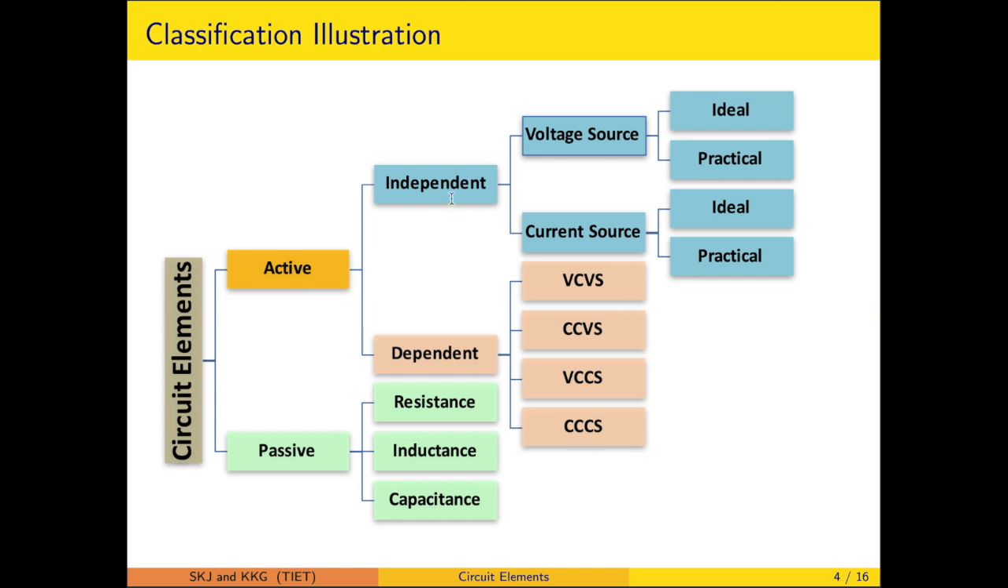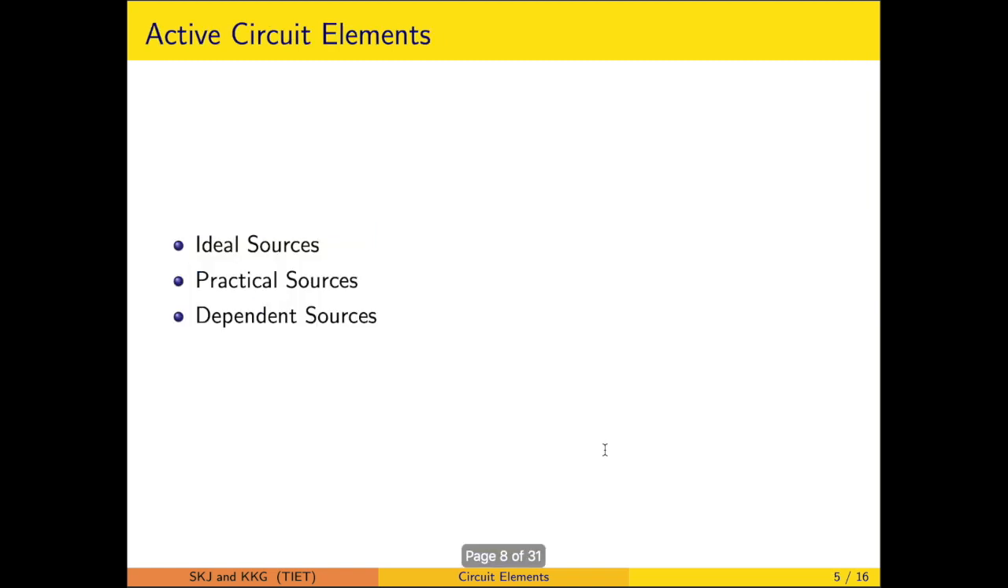Active elements are further classified into independent sources and dependent sources. Independent sources can be voltage source or current source. They are represented as ideal or practical in nature. In the dependent source, the voltage or current level depends on the voltage or current associated with some other element. So when there are two controlling parameters and two controlled parameters, that results in four such dependent or controlled sources.